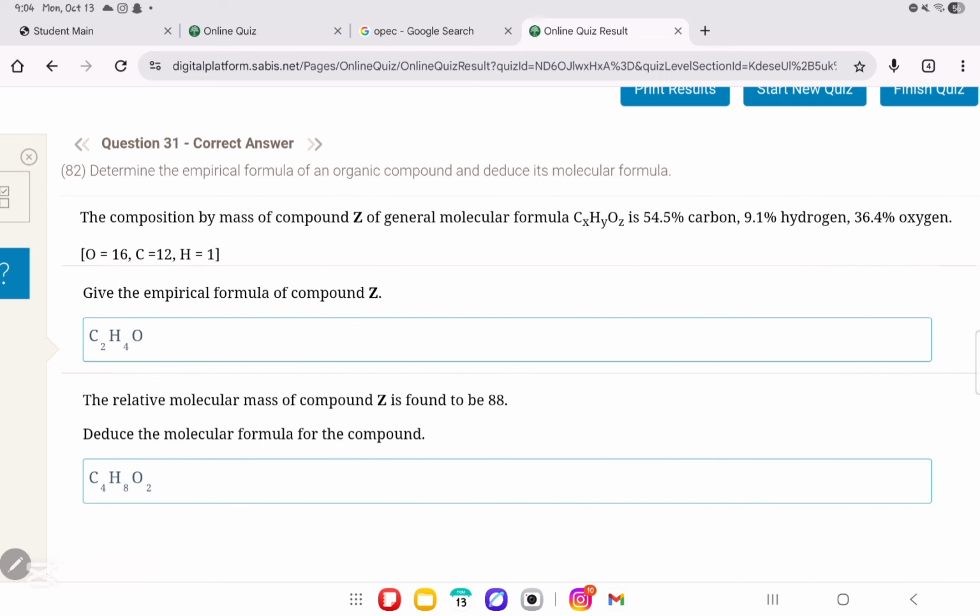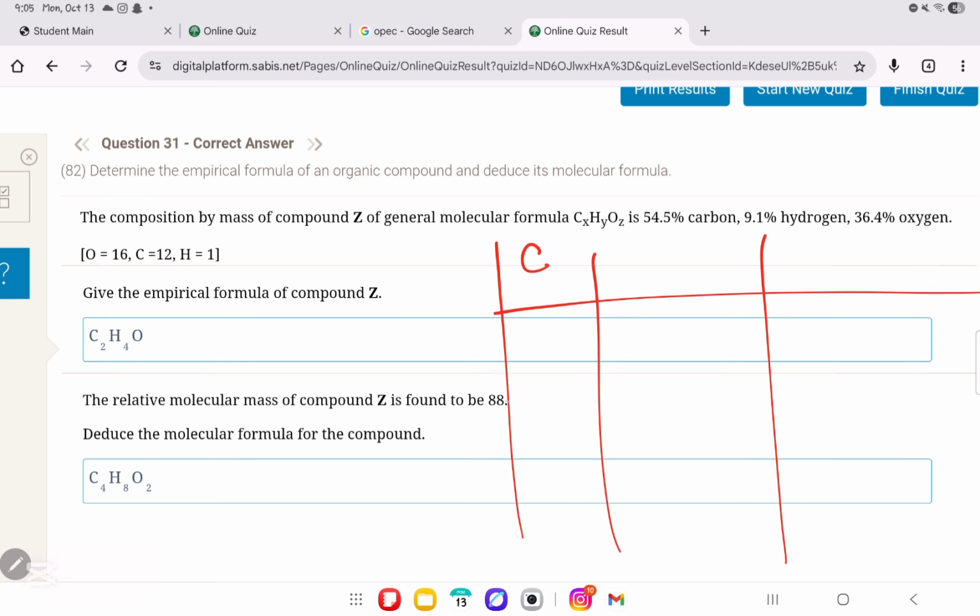What does it say? The combustion by mass of compound Z of general molecular formula CXHYOZ is 54.5% carbon, 9.1% hydrogen, and this much percent oxygen. They want the empirical formula of compound Z. Very simply, what do we need to do in this scenario? We need to do a table, right? So we're going to have carbon, hydrogen, and oxygen as well.